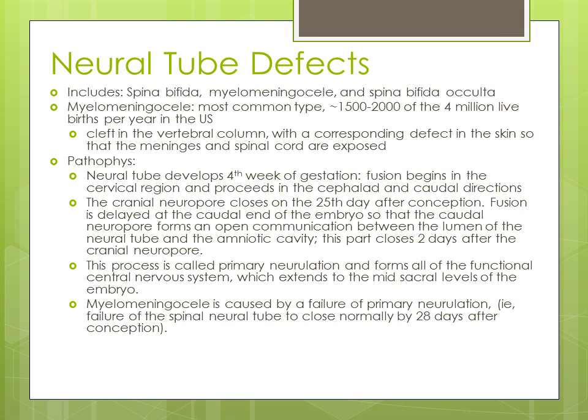Okay, so next we're going to talk about the neural tube defects, and most commonly this is referred to as spina bifida. It's basically a group of defects. So spina bifida, myelomeningocele, and spina bifida occulta that we're going to talk about. Myelomeningocele is the most common type, and they happen in about 1,500 to 2,000 of the 4 million live births per year in the U.S.